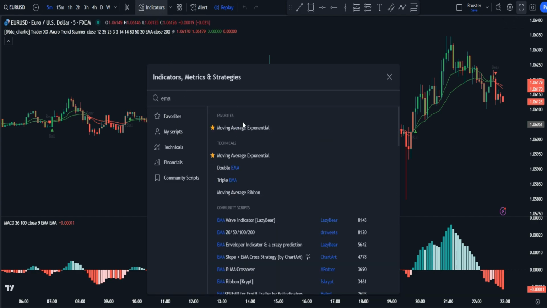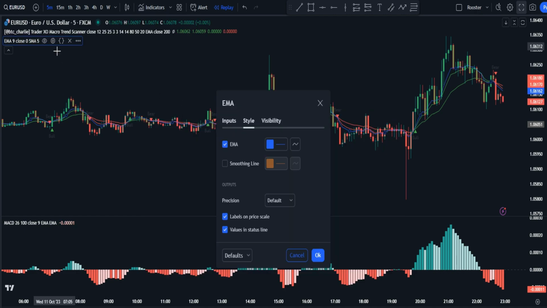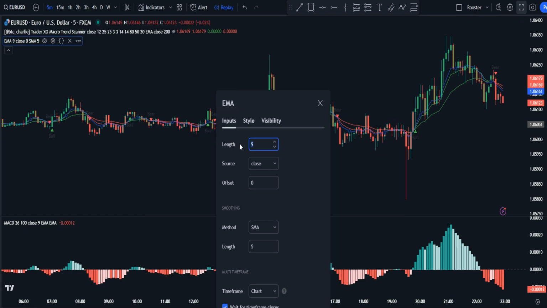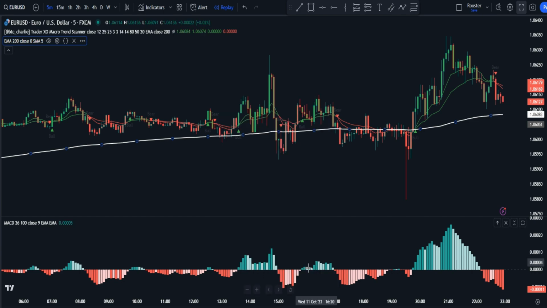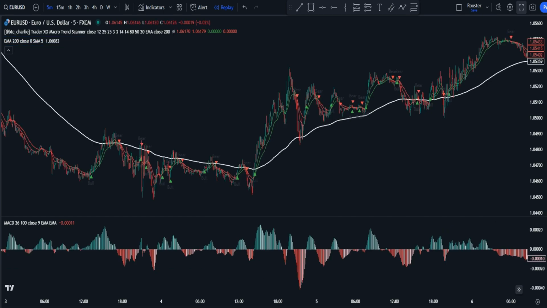Go to the Indicators tab and search MA. And add the moving average exponential indicator to my chart. In the settings I will change the length from 9 to 200, and change the moving average line's color to white. This moving average line actually shows us the direction of the market's trend. Suppose the price is above the moving average, this means the market is in an uptrend, and if the price is lower than the moving average line, it means that the trend of the market is downward.